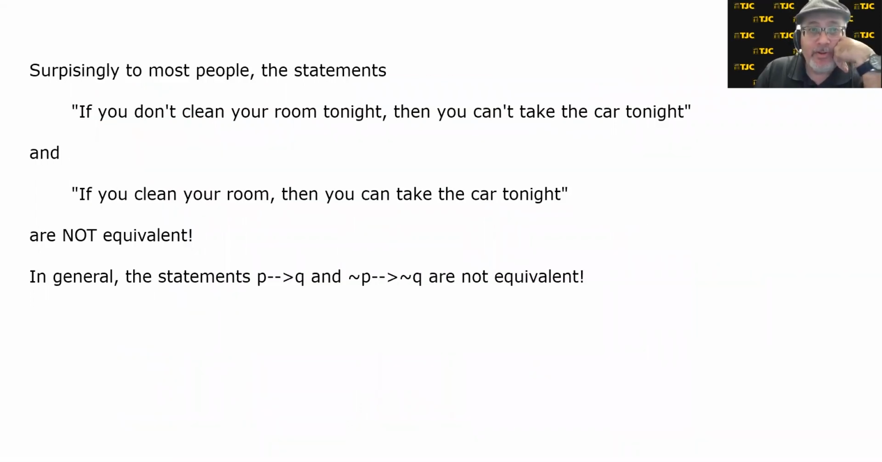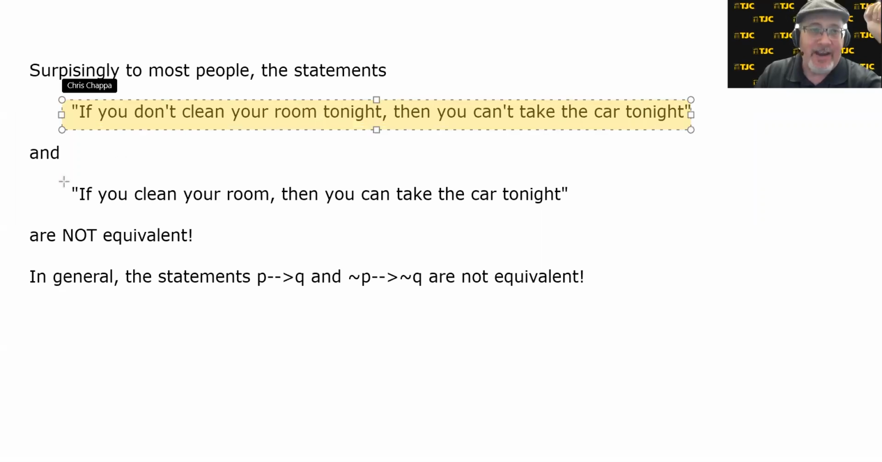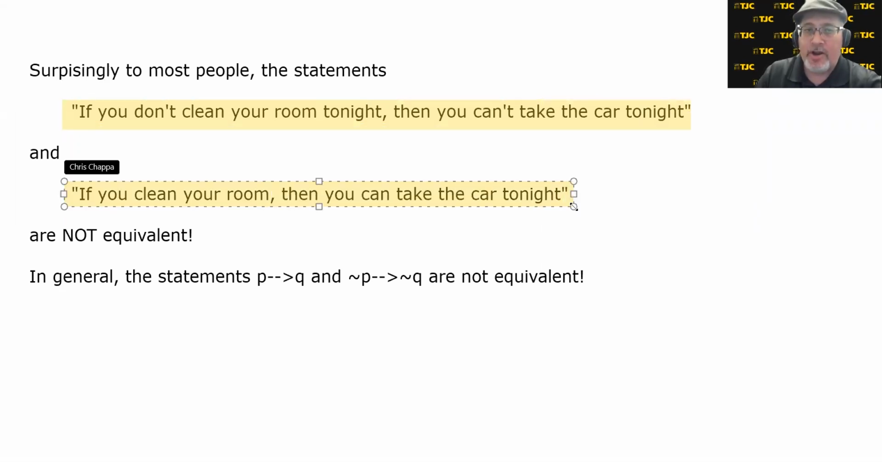Well, surprisingly to most people, the statements "if you don't clean your room tonight, then you can't take the car tonight" and "if you clean your room, then you can take the car tonight" are not equivalent. Most people think they're the same.